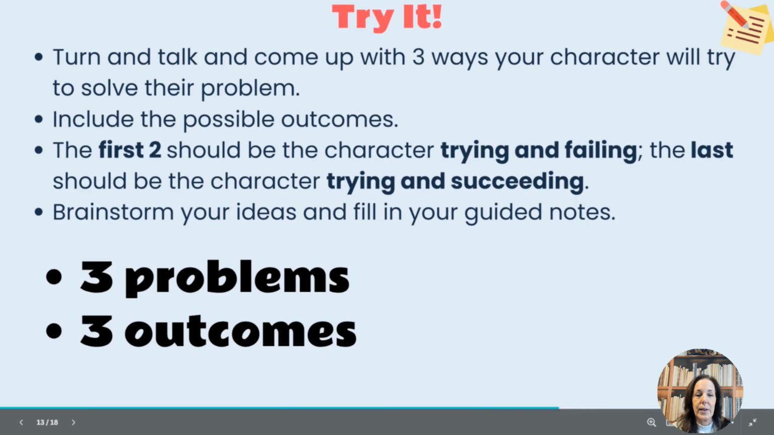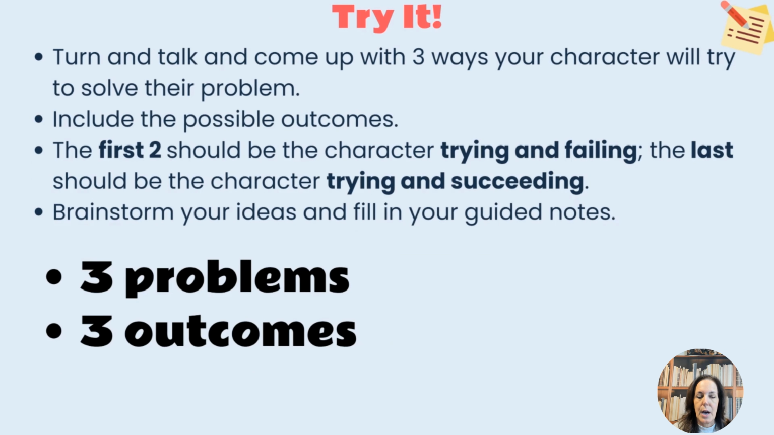Okay, so now you're going to try it. You're going to turn and talk and come up with 3 ways your character will try to solve their problem. Include the possible outcomes. The first 2 should be the character trying and failing. The last should be the character trying and succeeding. Brainstorm your ideas and fill in your guided notes.